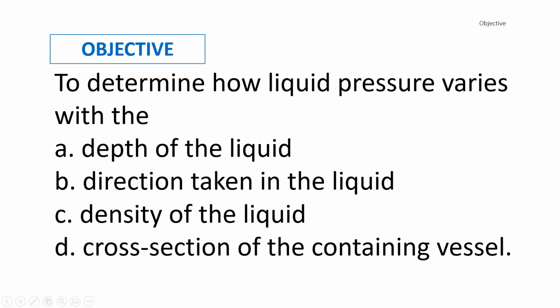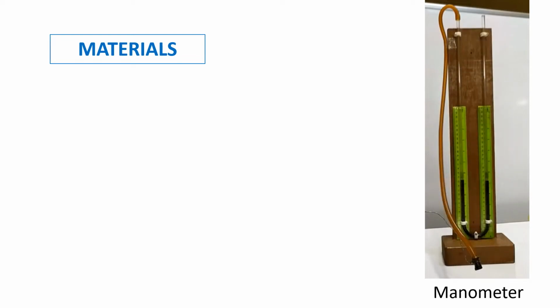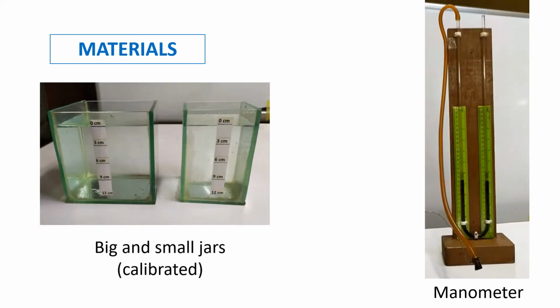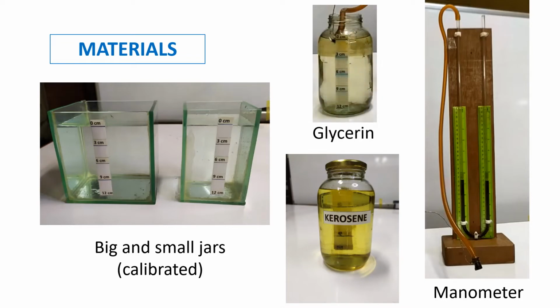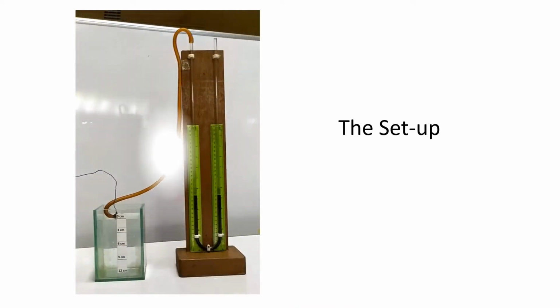To attain these objectives, the following materials will be used: the manometer, the big and small jars which are now calibrated. For the liquids, we will be using kerosene, glycerin, and of course the water. The setup, showing the manometer, the glass container, and the water.